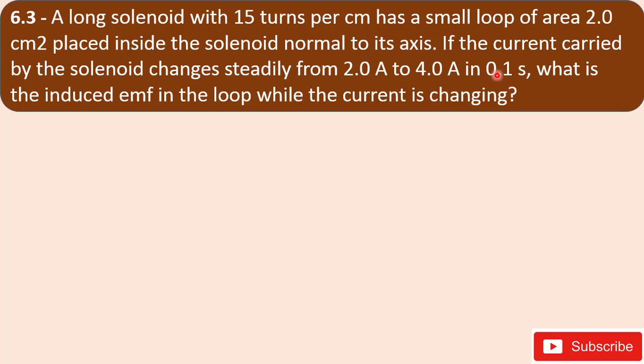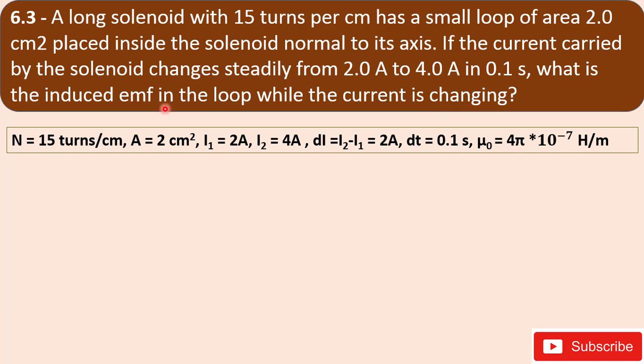What we have to calculate? What is the induced EMF in the loop while the current is changing? So here we have to calculate EMF E, okay, and by using Faraday's law of electromagnetic induction, EMF E is given by d phi by dt, and from this equation we can easily calculate the EMF induced in a loop, right? So let's calculate the induced EMF in a loop.